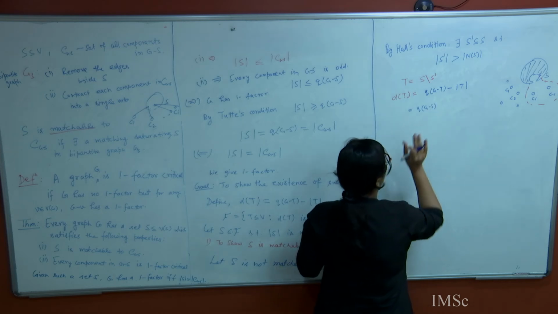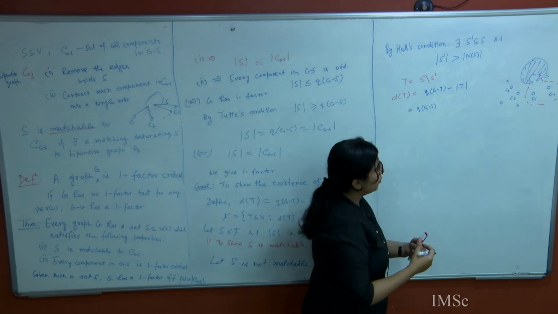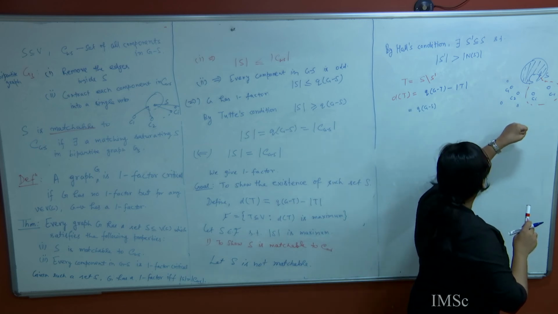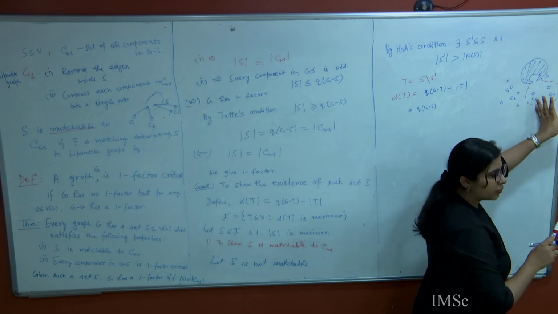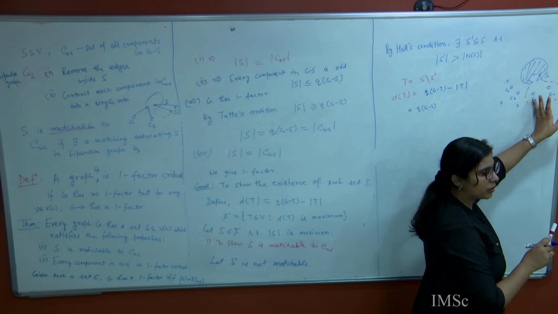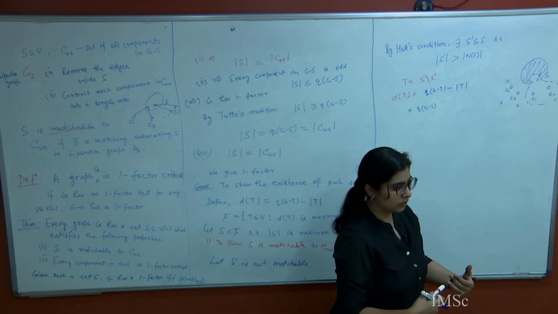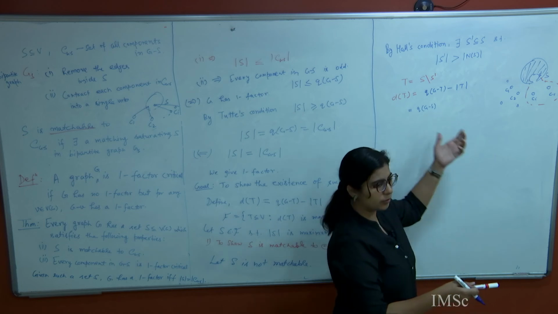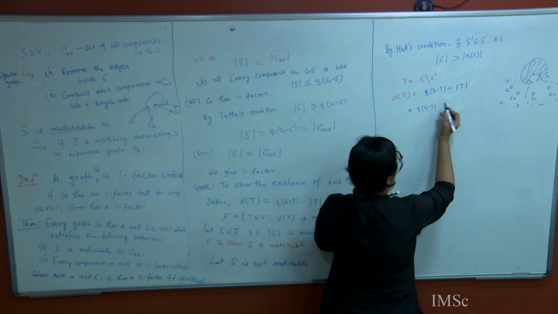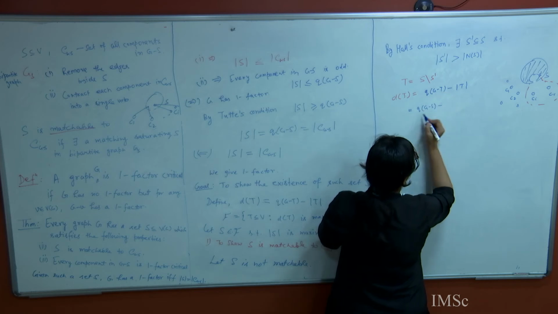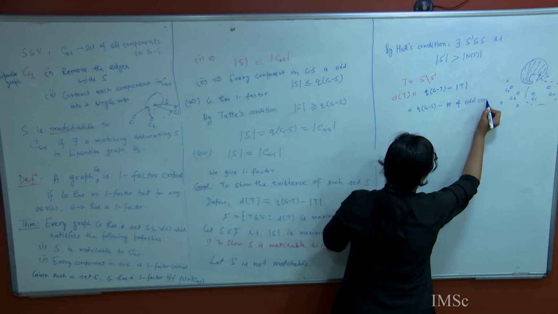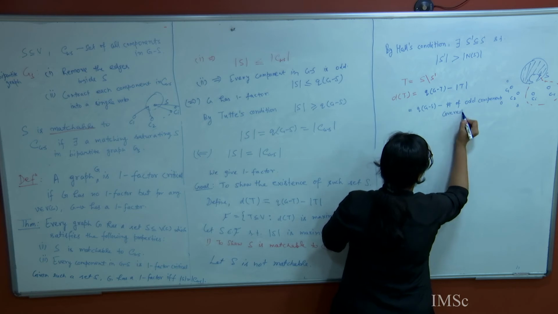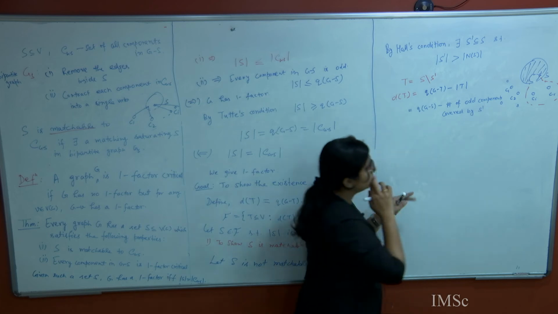So, earlier total odd components were Q G minus S. Now, because I have pushed this S prime here, it has covered some of the odd components. Those odd components I have to remove from my Q G minus S. So, Q G minus T is Q G minus S minus the number of odd components covered by S prime. Is it okay?